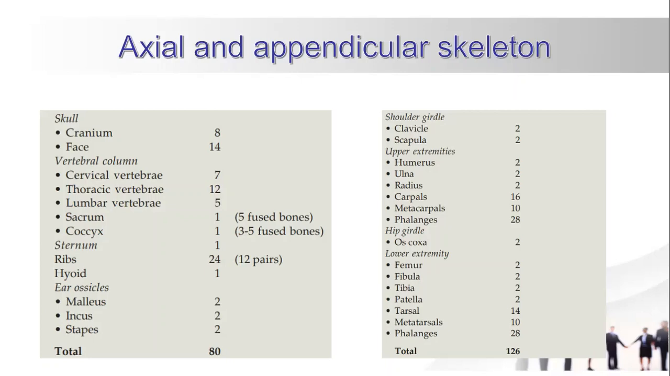Carpal bones, we have 16. Metacarpal bones, we have 10, 5 in each extremity. Phalanges, we have 28 bones, 14 on each extremity.